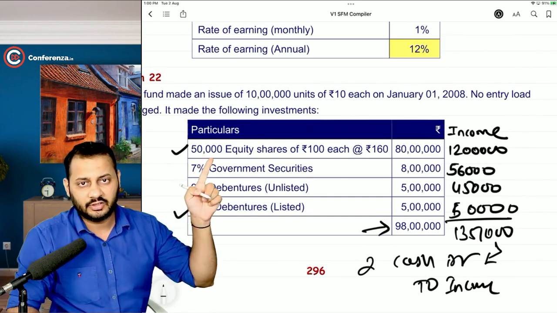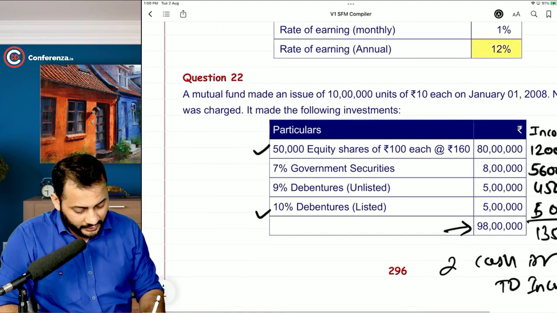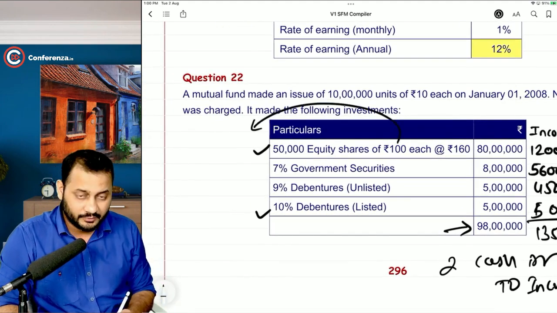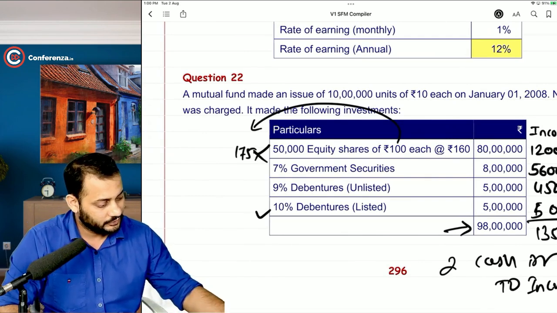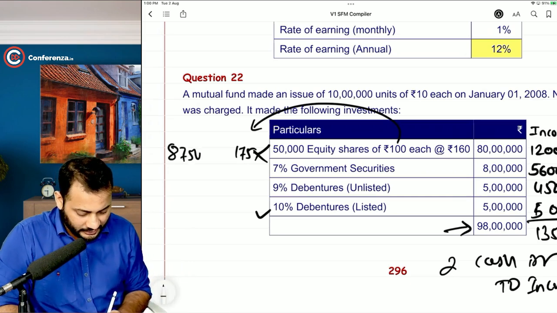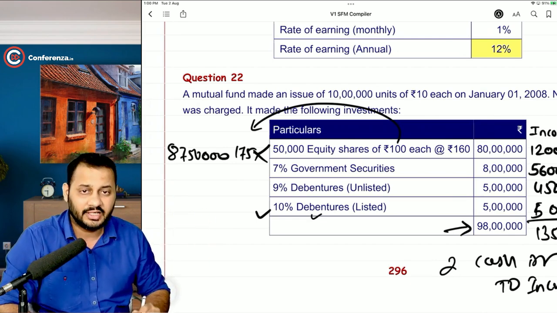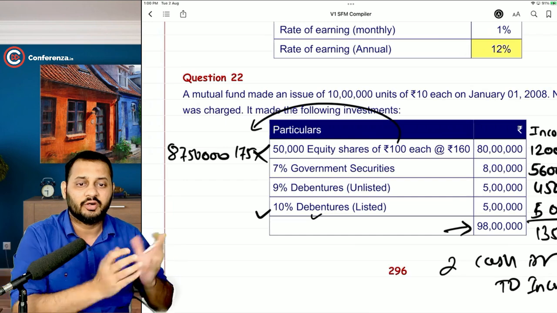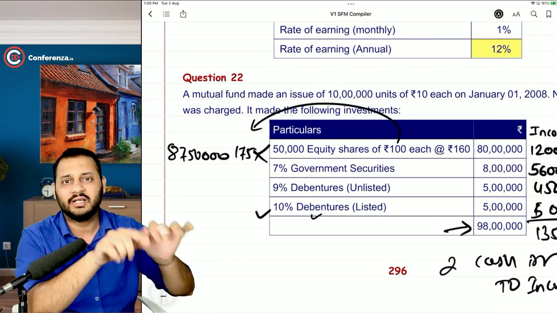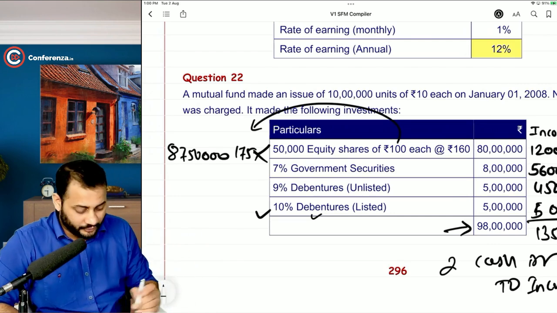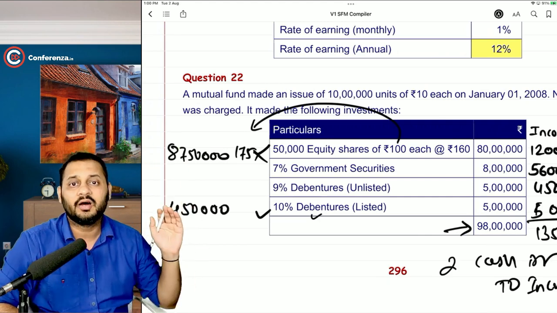10% debentures and 50,000 equity shares are quoted at 175 and 90%. See, so if you take 175% of 100, it becomes 175 rupees into 50,000. That goes to 87 lakh 50,000 rupees. This is the current value of the equity share, and debentures are listed at 90% of the face value. What is the face value in this question? It is not specifically mentioned. So 5 lakh itself will be considered as a face value. Okay, so 90% of that will be 4 lakh 50,000. So this is the current market value.